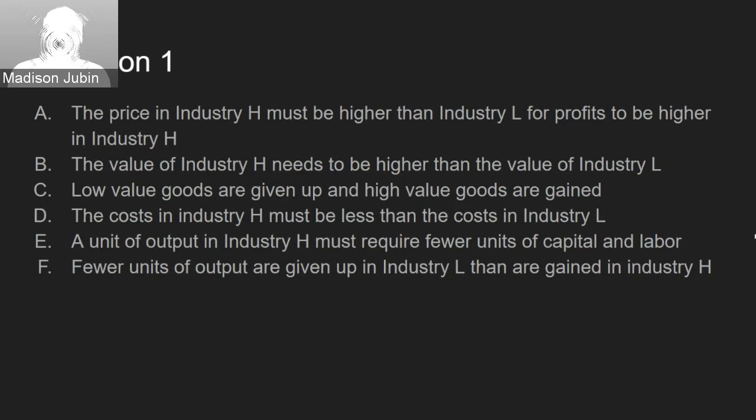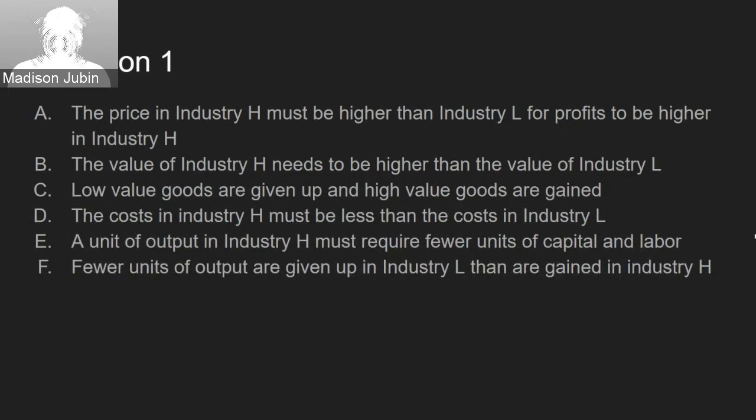C, if labor and capital are moved from industry L to industry H, low-value goods are given up and high-value goods are gained. D, the costs in industry H must be less than the costs in industry L if the prices are the same between the two industries. E, a unit of output in industry H must require fewer units of capital and labor if the costs in industry H are lower.